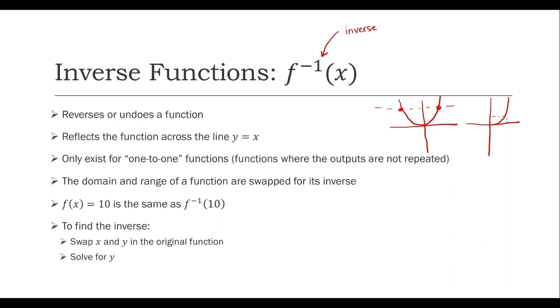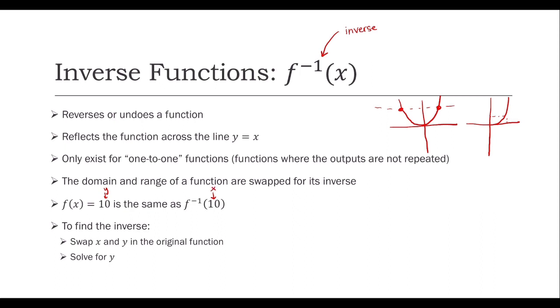Your domain and range of a function are going to be swapped for your inverse, so the domain will become the range and the range will become the domain. So your f of x equals 10 is the same as f inverse of 10. Because in this first one, 10 would be your output, your y value. And in the second one, it would be your input, your x value. So your y and your x are swapped.